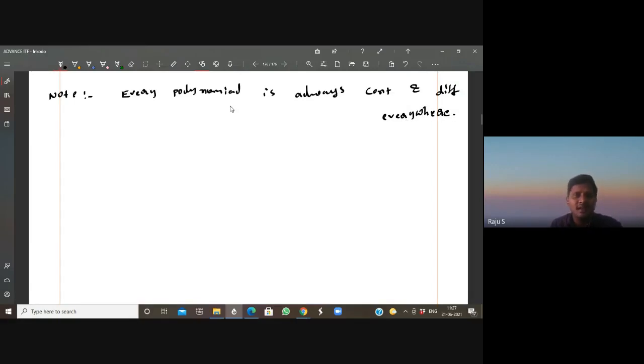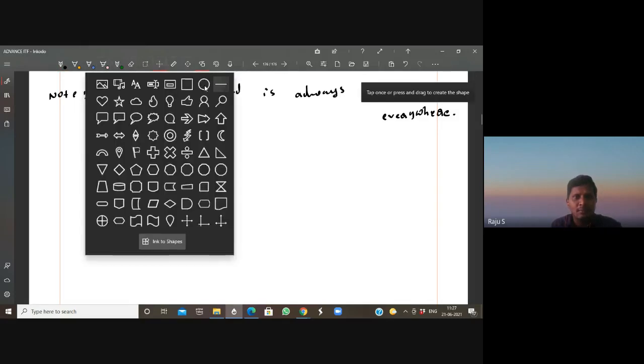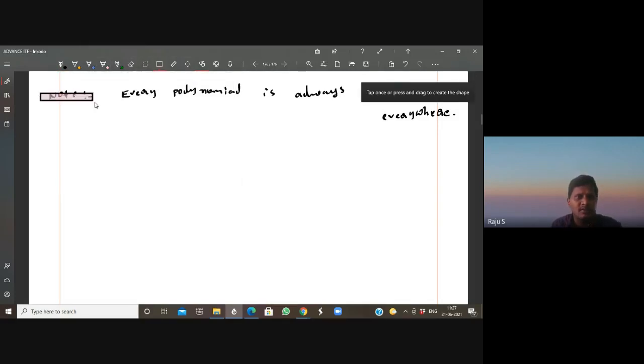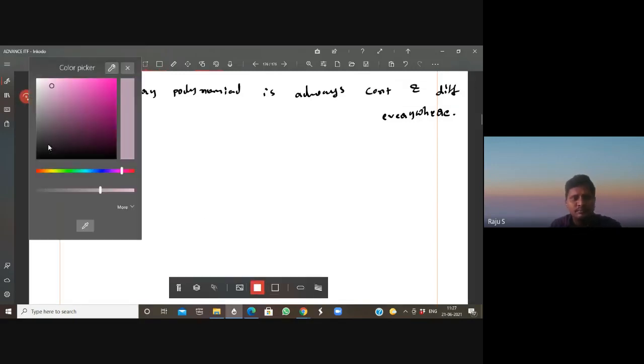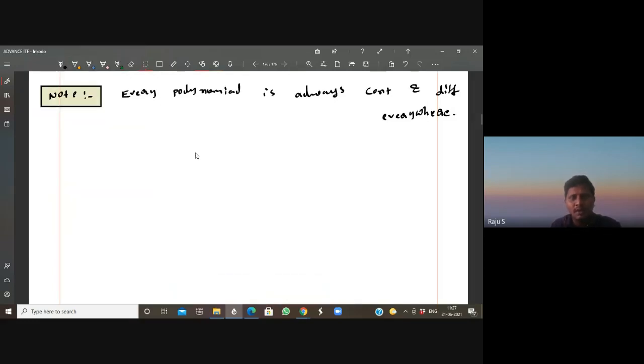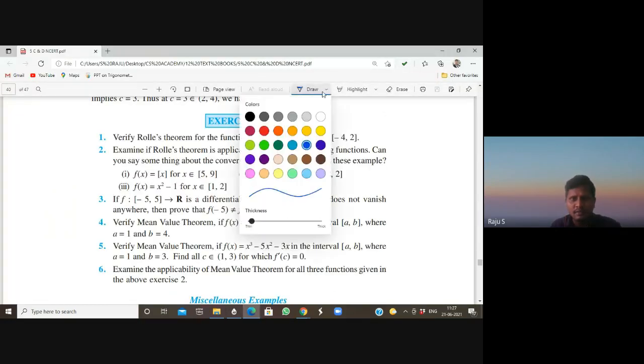On the entire real line, every polynomial is continuous and differentiable. Okay, students? Right. Fine. So then let us go for the exercise.